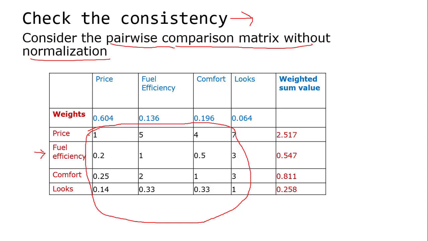Weighted sum means this into this, this into this, this into this, this into this, and then add up all these. So what I did here: 0.604 into 1 plus 0.136 into 5 plus this into this plus this into 7. So this is equal to this. Similarly, we have done for all. Weighted sum: weight into the compared value, and add up. So like this, we obtained it here.